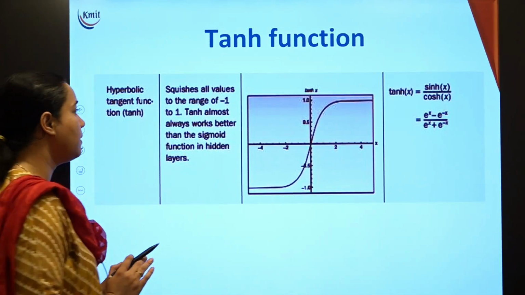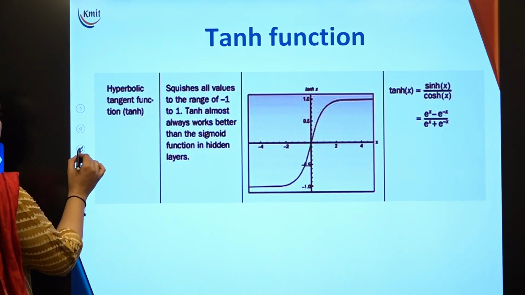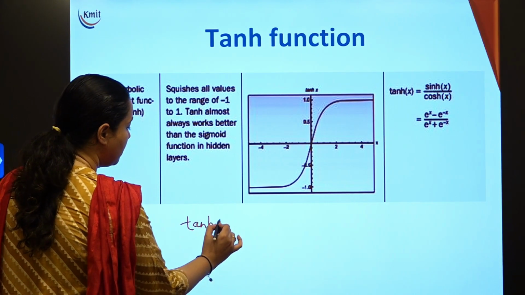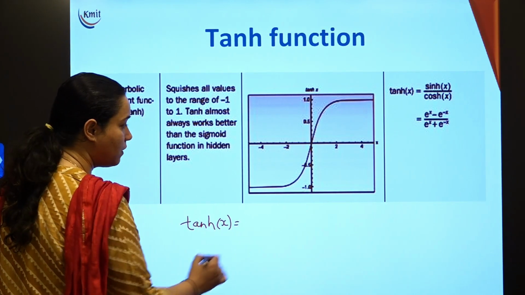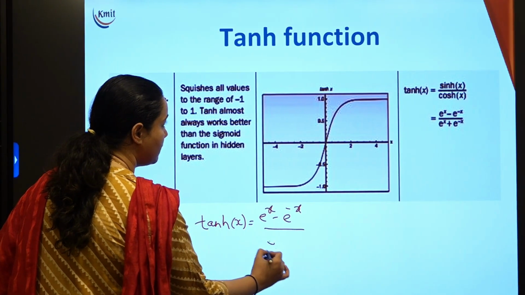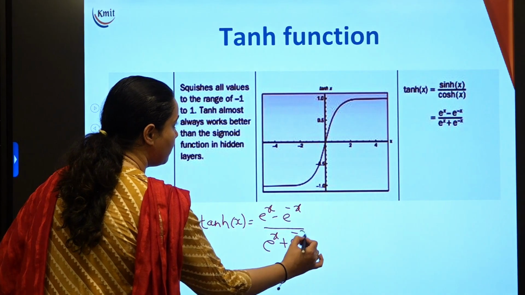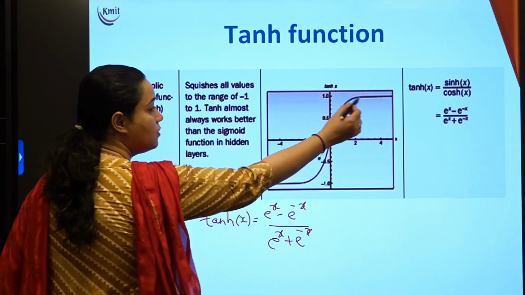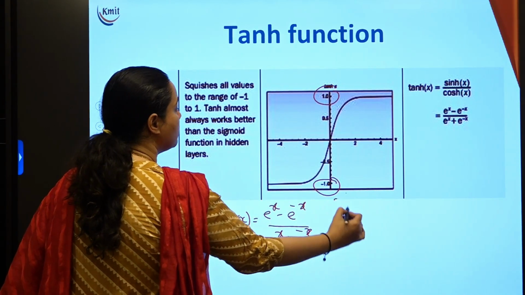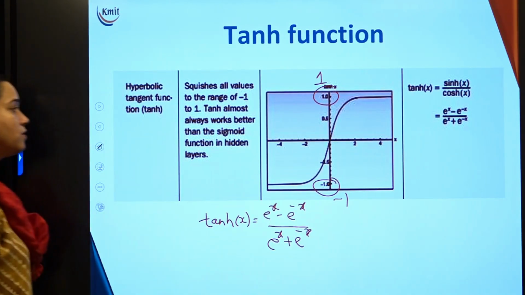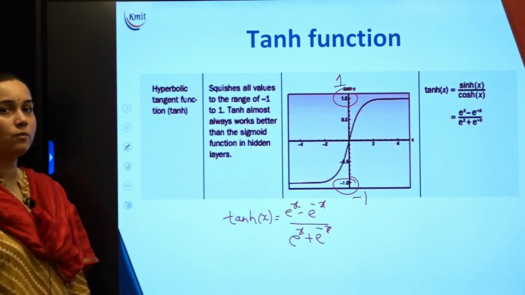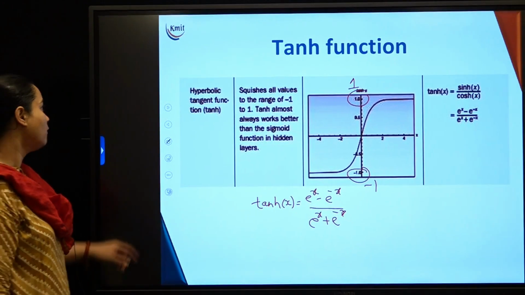So when I say the tan hyperbolic function, very quickly I am going to write it down. The mathematical expression is e power x minus e power minus x, divided by e power x plus e power minus x, and the range is from -1 to 1. You can see very clearly the shape is like a sigmoid, but the range is from -1 to 1. So for squishing all the values of the output of a layer from -1 to 1, you make use of a tan hyperbolic function.